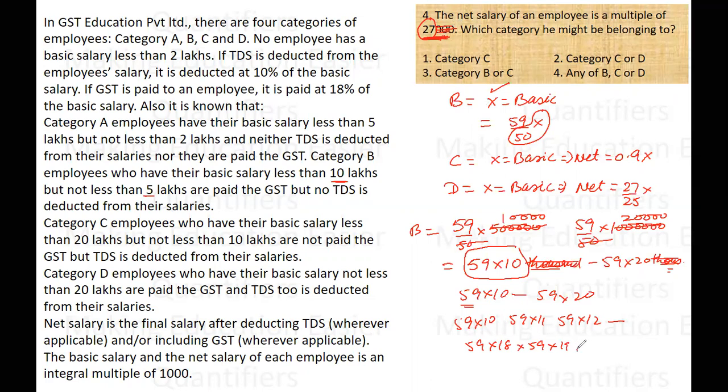Now among these values, the maximum power of 3 occurs in 18, because 18 is 3 square into 2. To get 27, I need 3 cube, I need three 3s, but I will not get any number among these with three 3s. At max we have only two 3s. So that means B's salary cannot be a multiple of 27,000. It cannot be the answer. Now let's check the others.